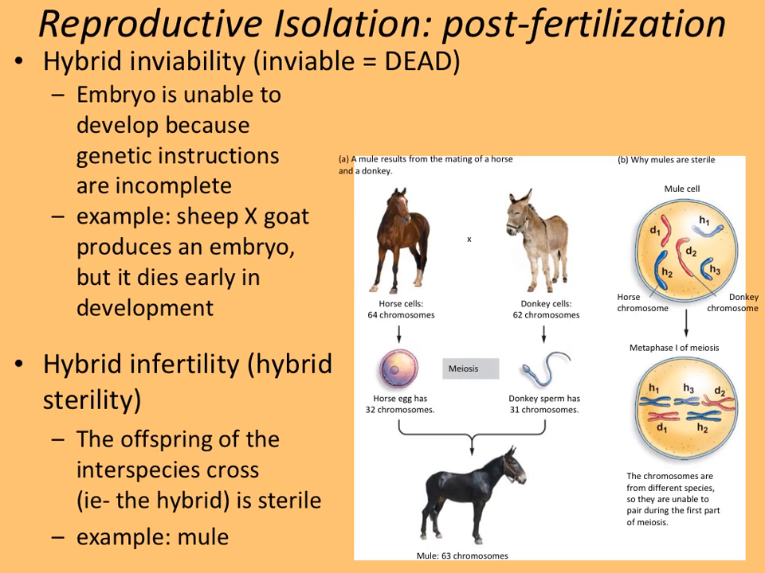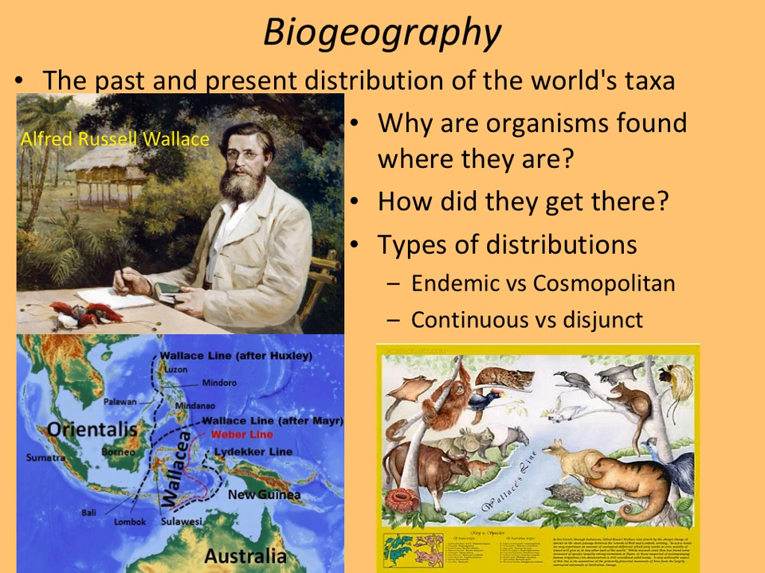So this is after they've formed a zygote. One cell, it starts dividing, and then changing, so you have different body parts and all that. And if things don't work out right, you either have an inviable embryo or you have an actual organism, but it's incapable of breeding. Okay.